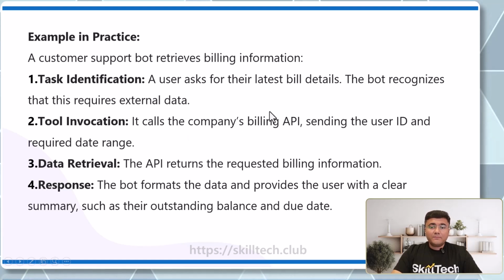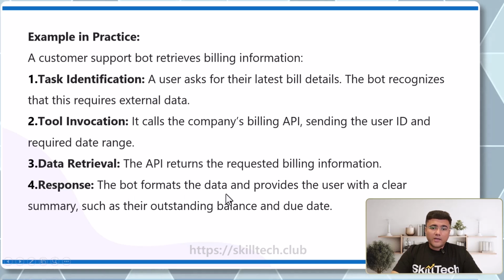It calls the company's billing API, and the billing API has information of all the customers with maybe multiple dates and multiple product information associated with that. Then it's going to send the user ID and the required date range with that. So for a particular user and for the required date range, it's going to give me the billing information. Then step number 3 is going to happen, which is data retrieval. This API is going to return the requested billing information, and that data is retrieved by the agent. And finally, based on this data, it is going to give the response.